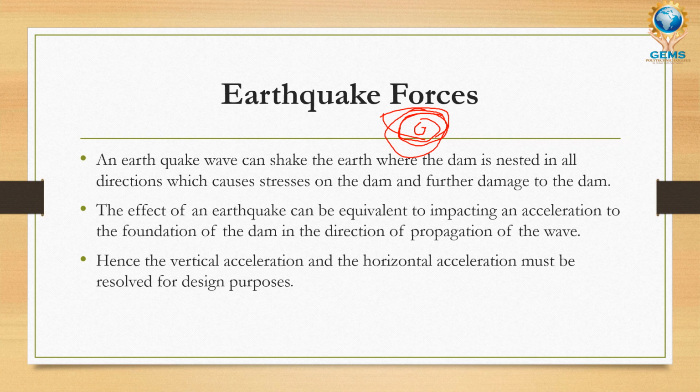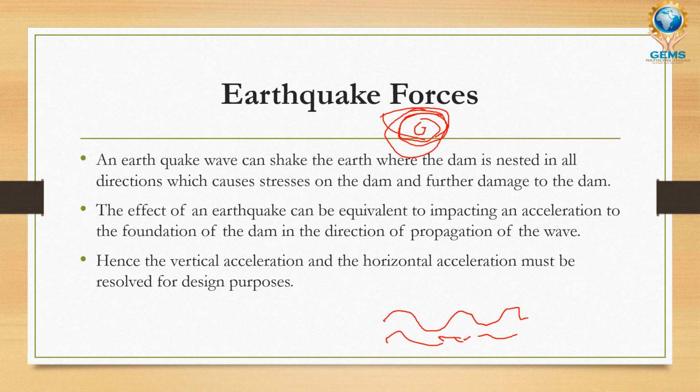These earthquake forces propagate in a wave format. You can see the tsunami also travels in a wave, like this. The same way, the earthquake also travels in the same wave format. This causes the dam to lose its self weight. It causes the dam to lose its self weight immediately and it finally fails.